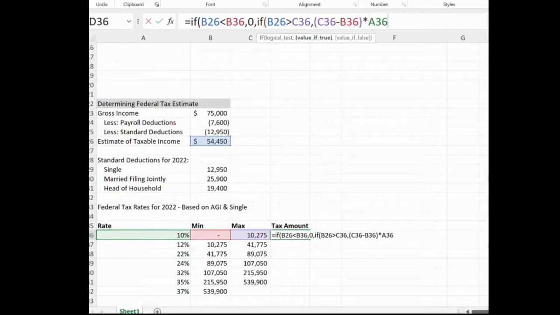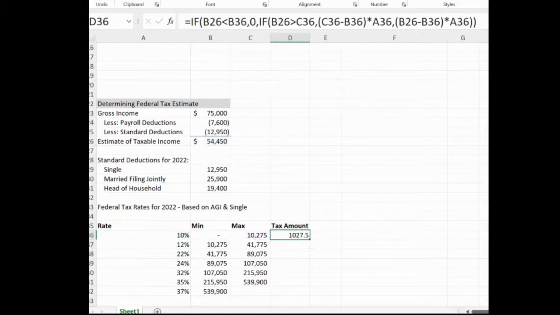If it's not that though, so I already know if it's not 0, then it's going to be either the greater than or in between. So if it's not greater than, then I must be in the middle. I must be between the two. So in that case then, my false statement I'm going to say is the difference between my estimate of taxable income less my min, so what's left, and I'm going to take that entire amount and I'm going to take it times my 10%. And so by doing that, I will get to a final taxable amount for that level.